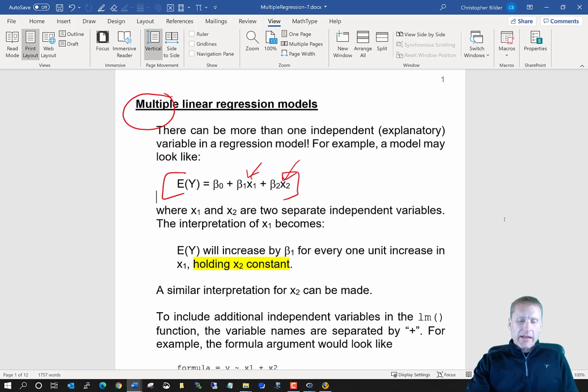But we have to add a little bit of extra stuff to this now that we have more than one independent variable in our model. We have to add to it holding x2 constant. And the reason is that we can't have x2 changing while we're looking at a change of 1 unit in x1, because x2 obviously can also affect the expected value of y as well. Now you can make a similar interpretation for x2 as well. The expected value of y will increase by beta 2 for every 1 unit increase in x2, holding x1 constant.